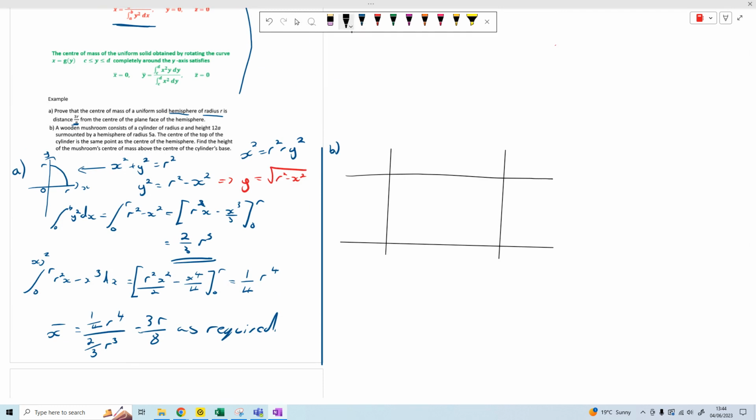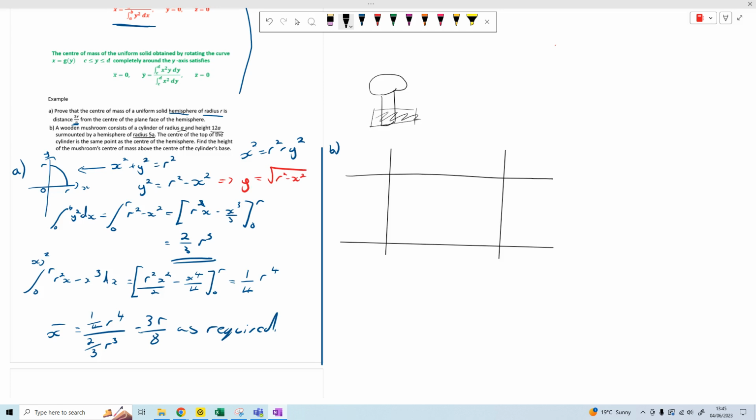We've got a wooden mushroom consists of a cylinder of radius a and height of 12a, surmounted by a hemisphere with radius 5a. So let's think about it, I've got my cylinder, and then I've got my hemisphere on top. The center of the top of the cylinder is the same as the center of the hemisphere, so they're perfectly lined up. Find the height of the mushroom's center of mass compared to the plane. So this bit at the bottom that's sitting on it, let's call that the plane.